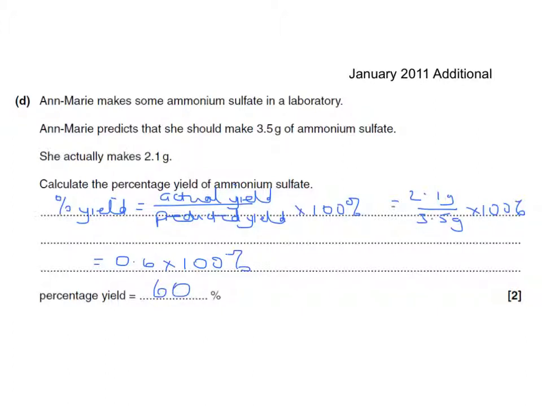Now in these calculations then, the main thing you need to remember is that the actual yield goes over the predicted yield. The actual yield is always going to be smaller than the predicted yield. If you end up with an answer which is greater than 100%, you've got them the wrong way round. It should always be less than 100%. So if you get over 100%, just check your calculation, make sure you've got these two figures the right way round. And there we are, 60% scores 2 marks, but remember you even get 1 mark for writing the correct equation, so make sure you include that in your answer just in case you make a silly slip.